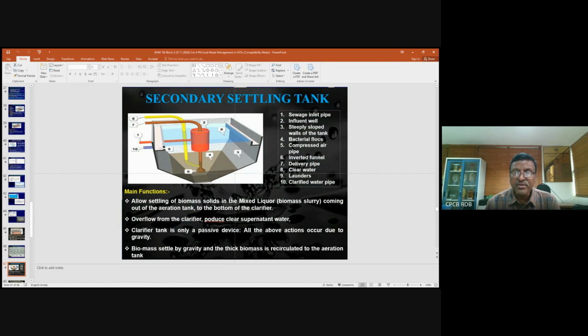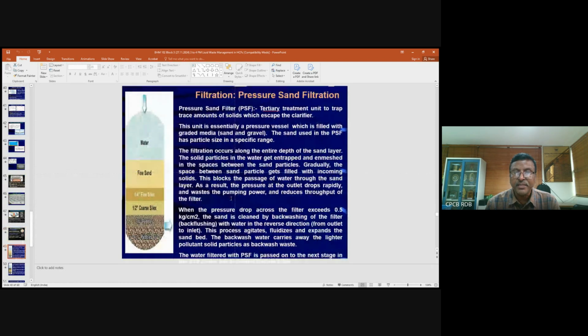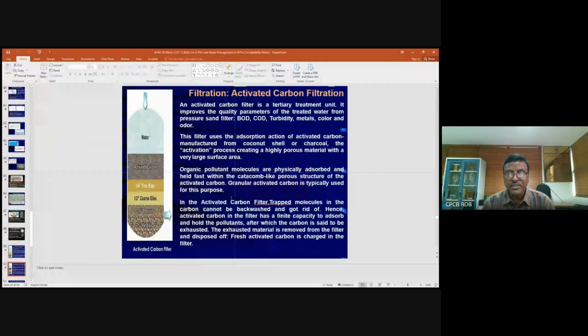The wastewater, now with less BOD content, will go for the tertiary treatment, where it will go through various filters. There are pressure sand filters, and here the contaminants are removed. To ensure further removal of the contaminants, the wastewater is also allowed to go through the activated carbon filters. Here, most of the contaminants will be retained by means of adsorption.